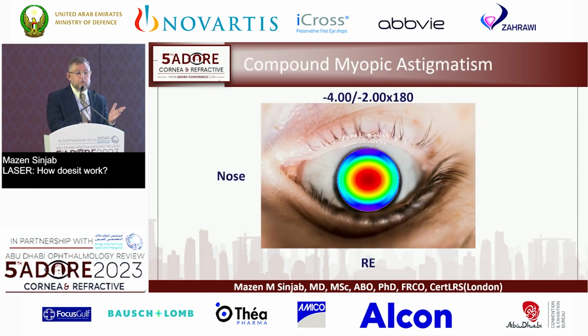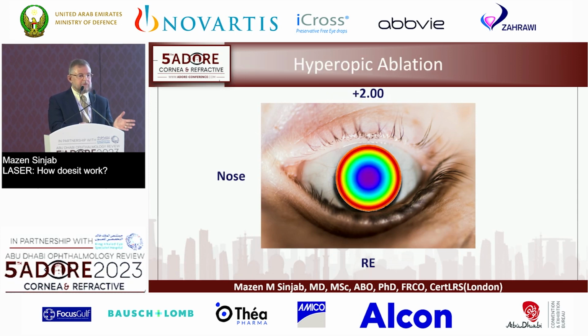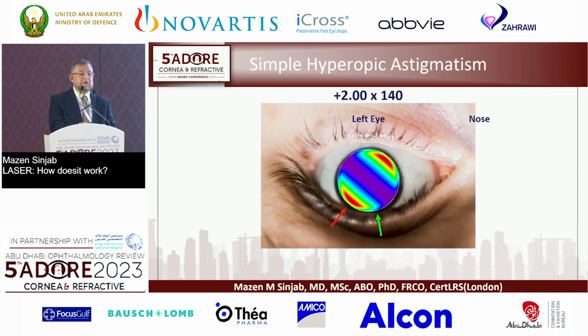Now this is -4, -2. Because it converts it into plus, so there will be -6 plus 2 at 90. So the ablation will be somehow hyperopic at the 180, the flat axis. So at the same time, you can do it superiorly. This is the plus. Now let's assume this patient has +2 at 140. As you see, if we do the hinge superiorly, part of the ablation will come onto the hinge. So we have to avoid. Maybe we can adjust it 50 degrees away, for example.